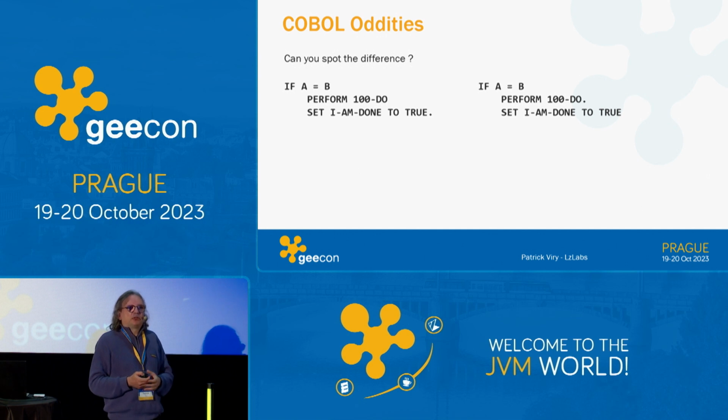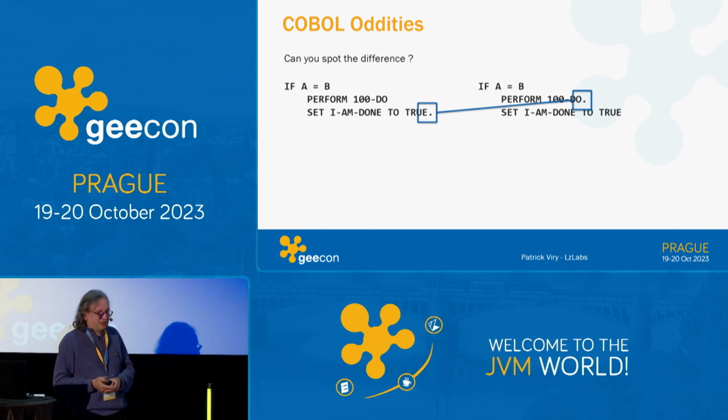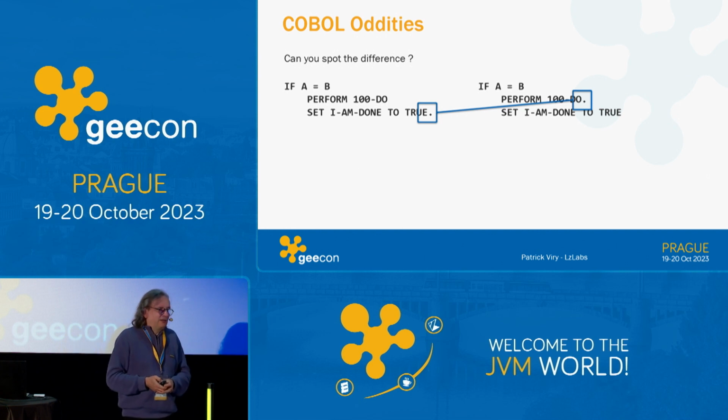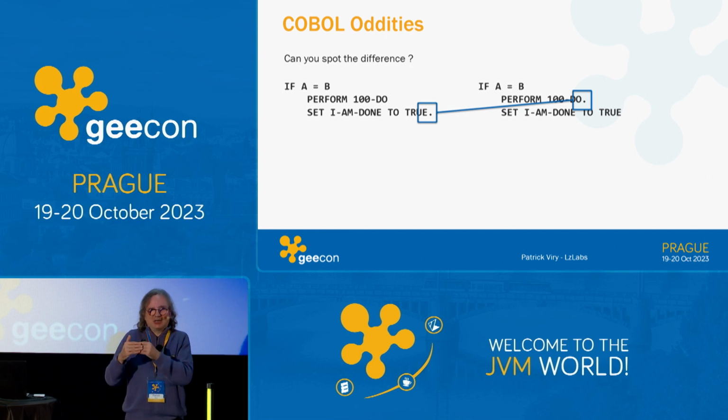Can you spot the difference between these two programs, or these two fragments? The dot. Okay, the dot is not at the same place. And the dot terminates the scope of the if. Okay. So in the first case, the two lines are in the scope of the if. In the second case, only the first line is in the scope of the if. Okay. So you have to be very careful about this.